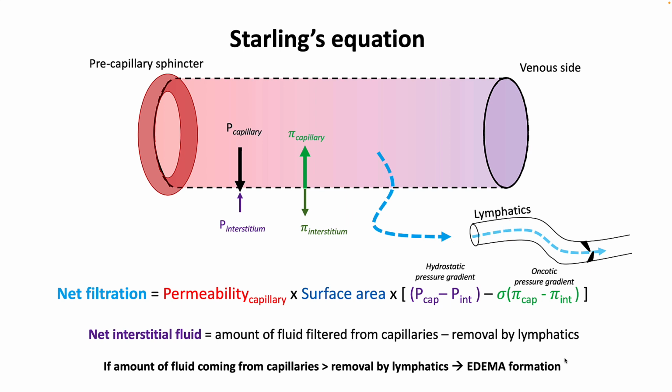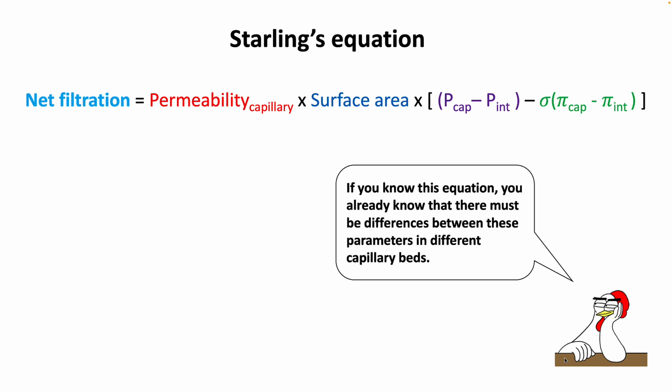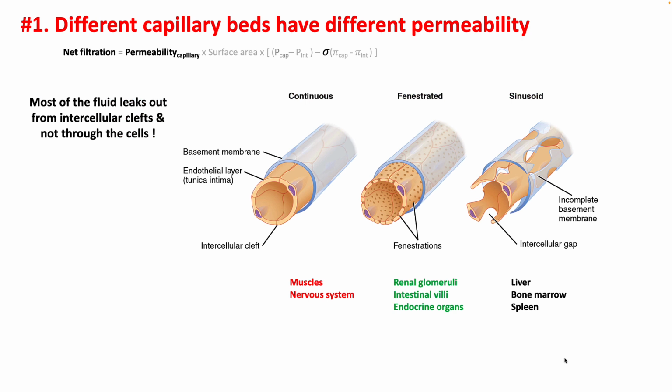And if the amount of fluid coming from capillaries is more than what your lymphatics can handle, you will develop edema. So looking at this equation should give you a fair idea why there are differences between the rate of production of filtrate in various organs and their tendency to develop edema. So first things first, different capillary beds have different permeability.